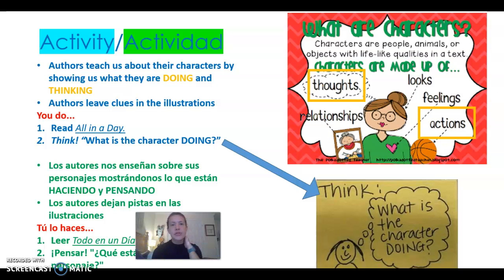So today you guys are going to read All in a Day. And after each page, I want you to stop and think, what is the character doing? I want you to check your illustration and I want you to say, what do I see in this picture? What do I see my character doing?